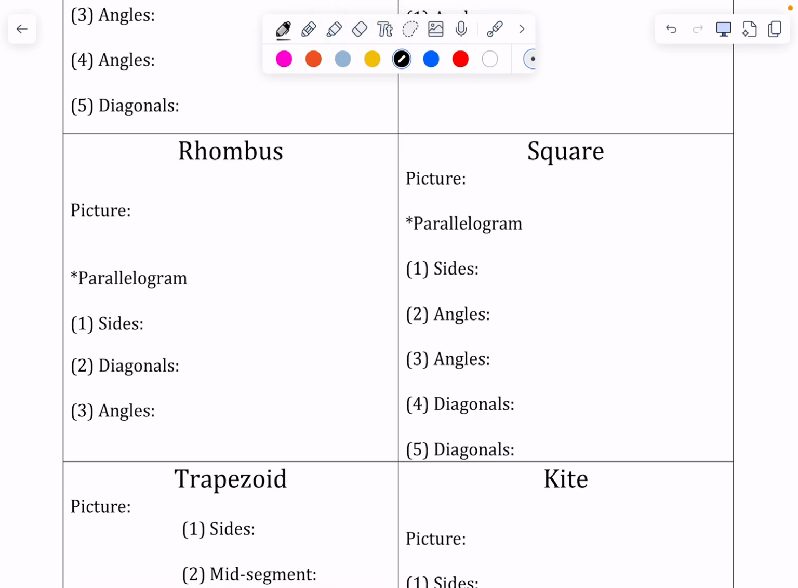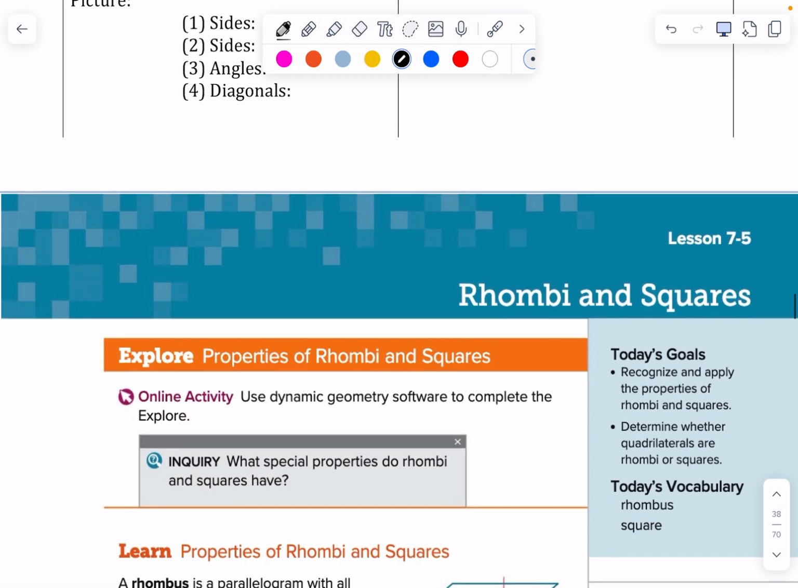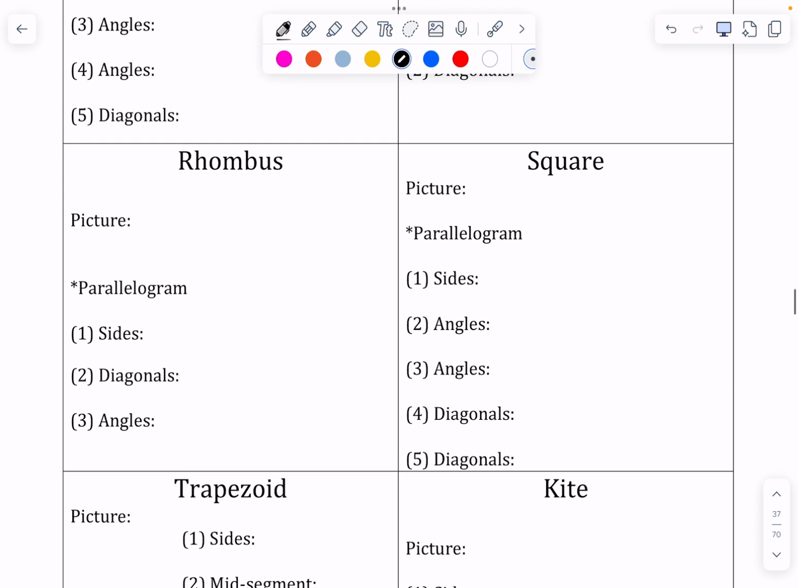Okay, Aubrey and Carson, we are doing 7-5, rhombus and square. We filled these two boxes out on Friday, but I don't think I recorded them, so I'm going to just real quick go through this. Okay, if you guys have this paper, get it out. Let's test our knowledge, see if we can remember a rhombus.